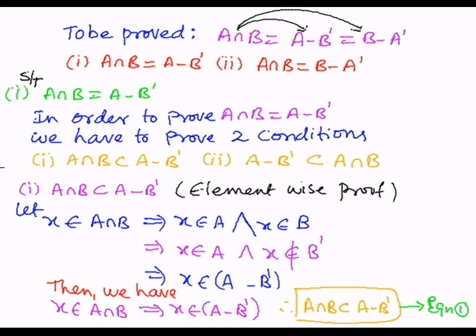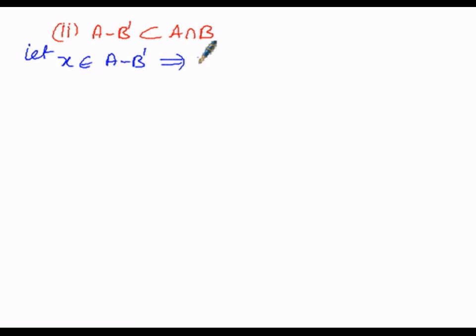Now the second one: A minus B dash must be the subset of A intersection B. In order to prove this element-wise, we have to suppose one element, x, which belongs to the left hand side, that is A minus B dash. Then x belongs to the first set A, and B dash is subtracted from A, that is x belongs to A, but x does not belong to B dash, because B dash is subtracted. Because it is a minus sign, we write x does not belong to, x is not present in, the second set, that is B dash.